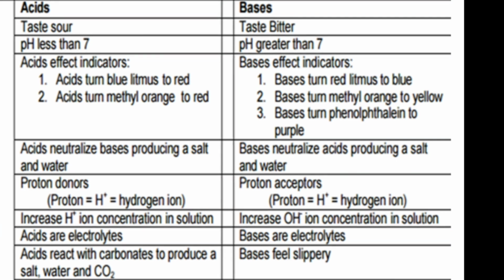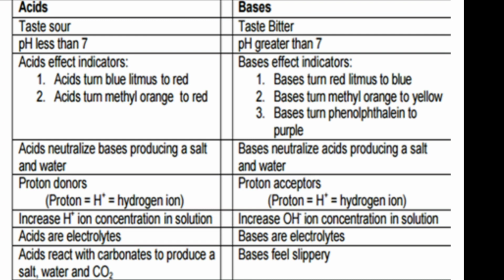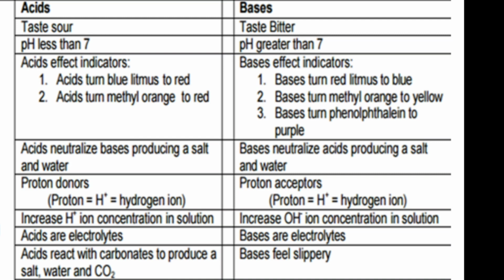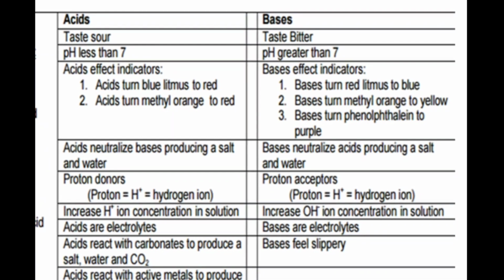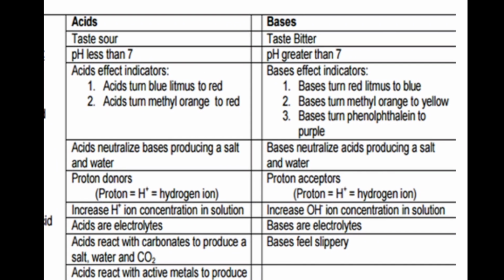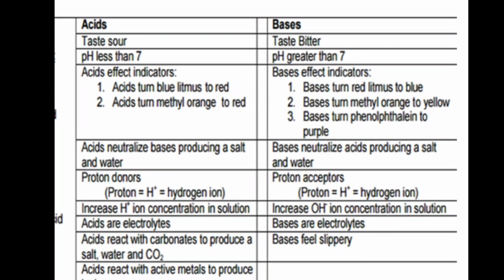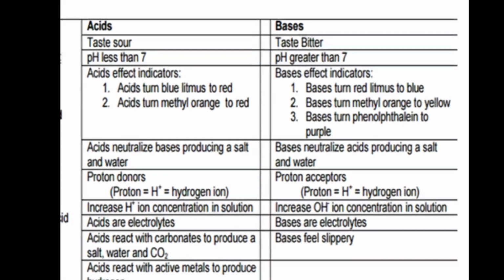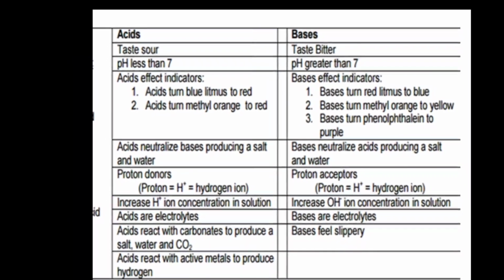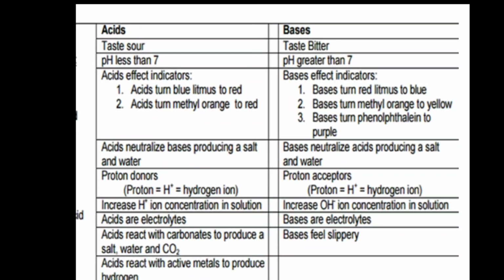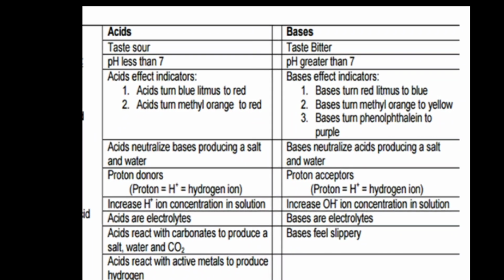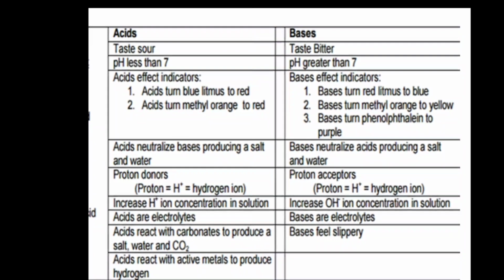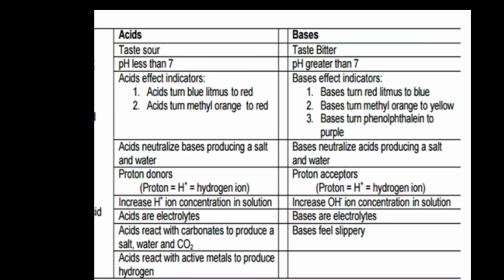What is the effect of base on indicators? Base turns red litmus to blue, methyl orange to yellow, and phenolphthalein to purple. Acid neutralizes bases producing salt and water. Bases neutralize acid producing salt and water. See, this is not a comparison; these are the properties we are studying in both the columns, acid and base.